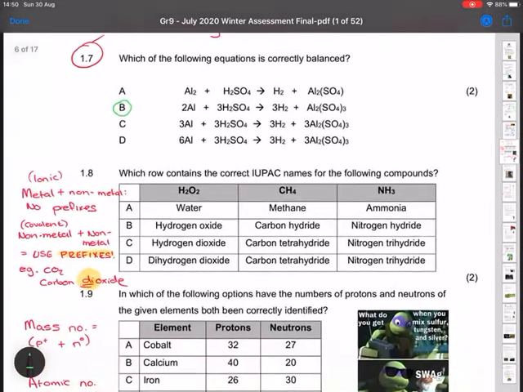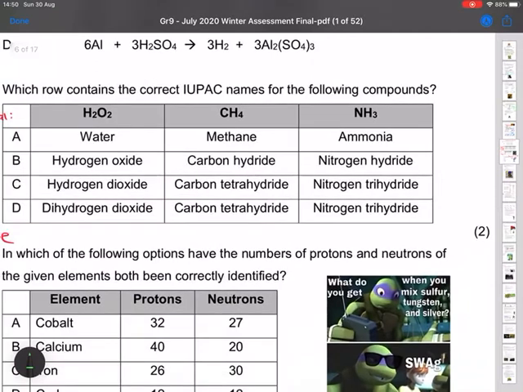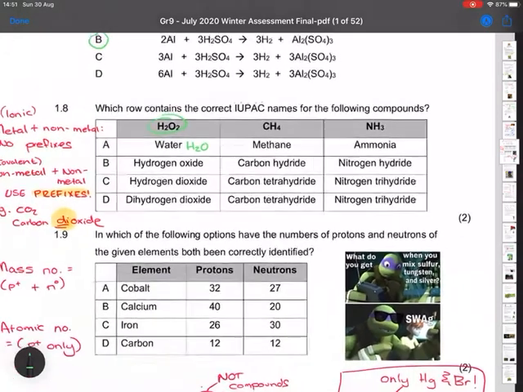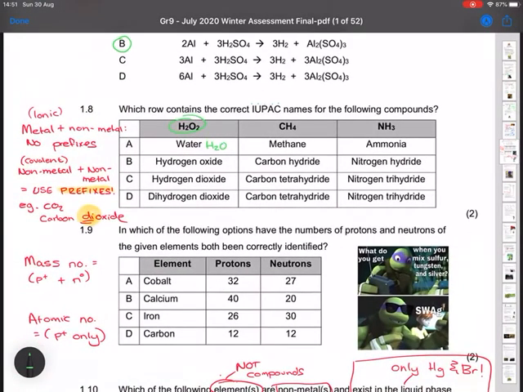Now, naming compounds. Which row contains the correct IUPAC names for the following compounds? IUPAC means International Union for Pure and Applied Chemistry. So H2O2, that is not water, guys. The formula for water is H2O. This is methane, CH4 is methane, and NH3 is ammonia. But these are not necessarily IUPAC names. For example, water is not an IUPAC name, it's actually a common name.